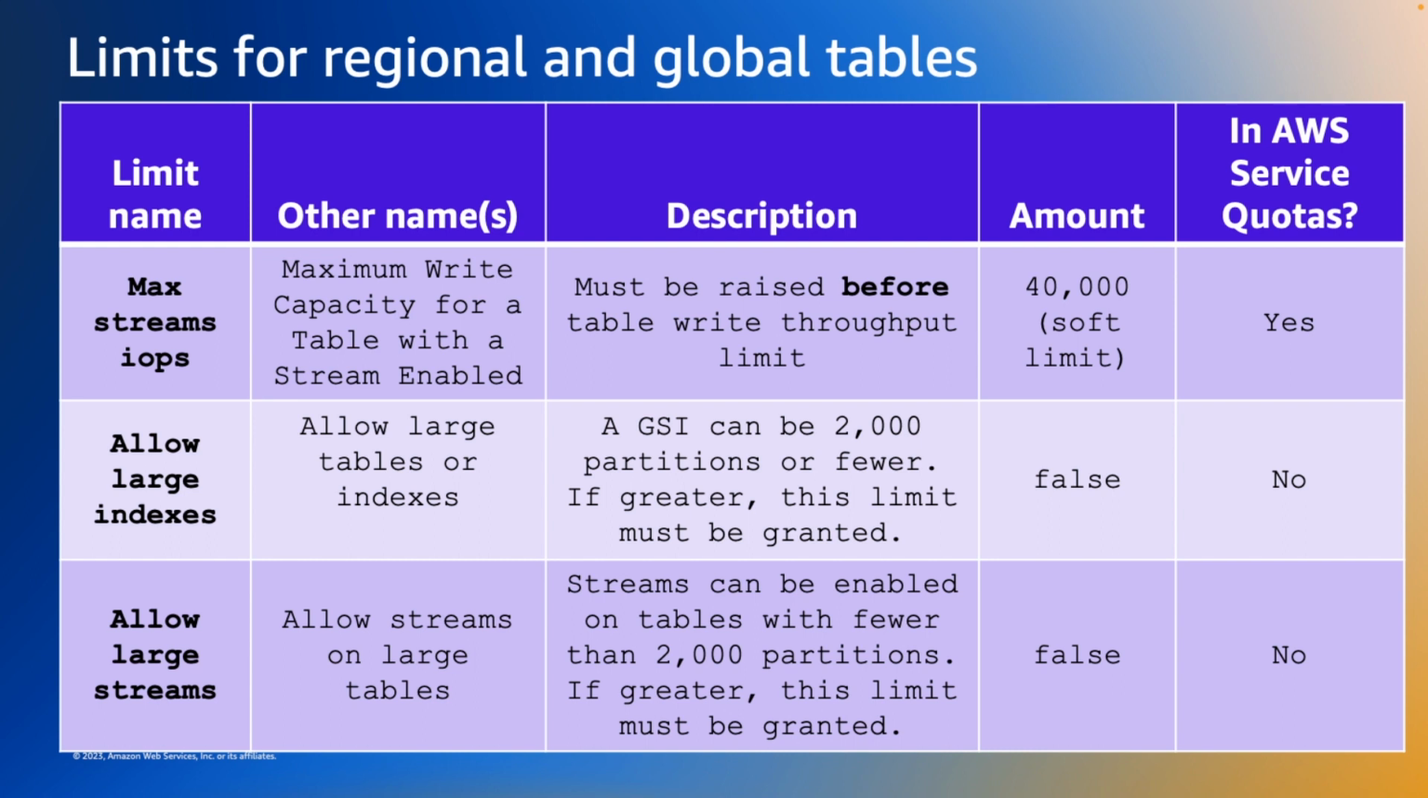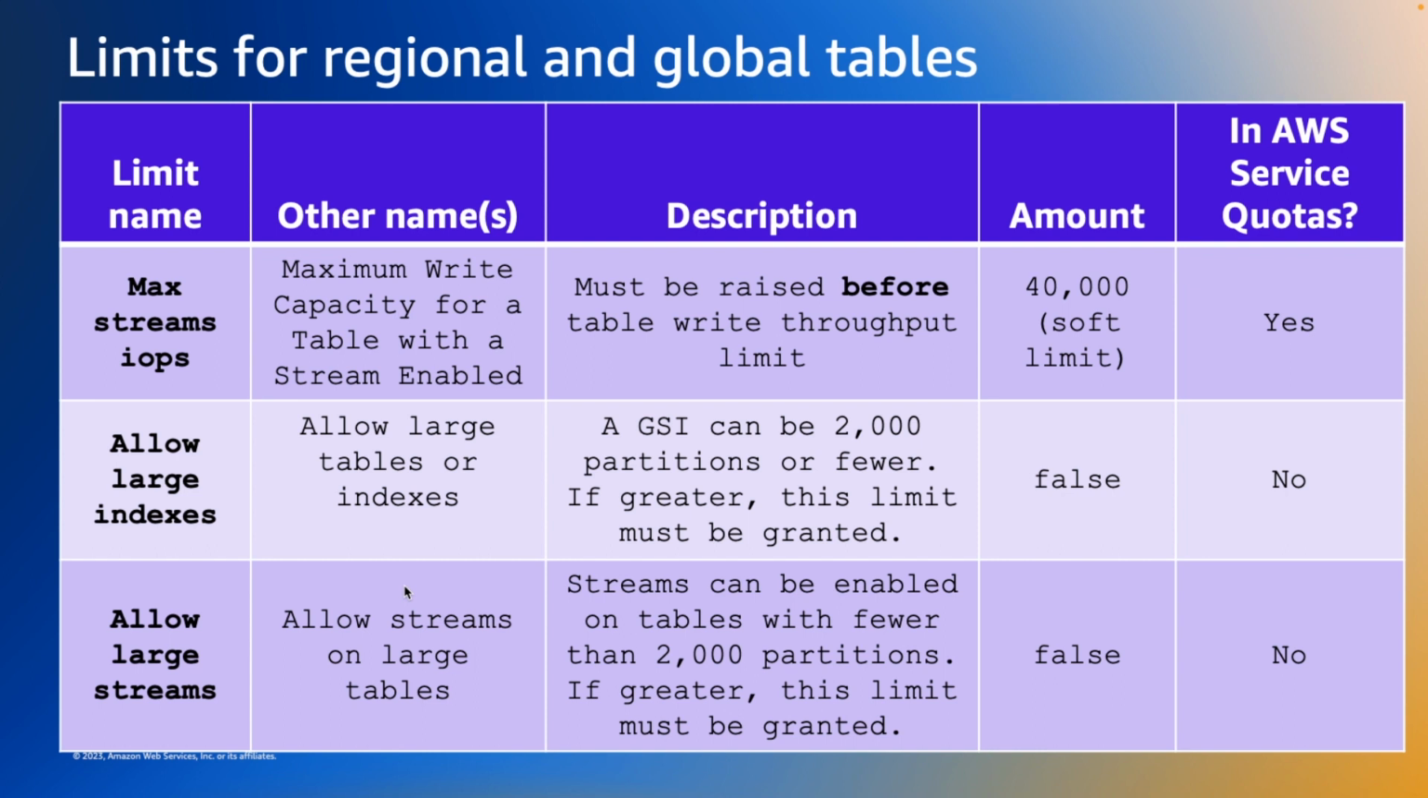The same goes if you're adding a global table replica to a new region. Make sure that the max streams IOPS limit is already set, then make sure that the write capacity is updated, and check the other limits that I mentioned earlier: allow large indexes and allow large streams, which are mentioned here. Now, these are not well documented, and this may be one of the first times we're putting this in writing, and all of this is subject to change. This is just current at the time of publishing of this video.